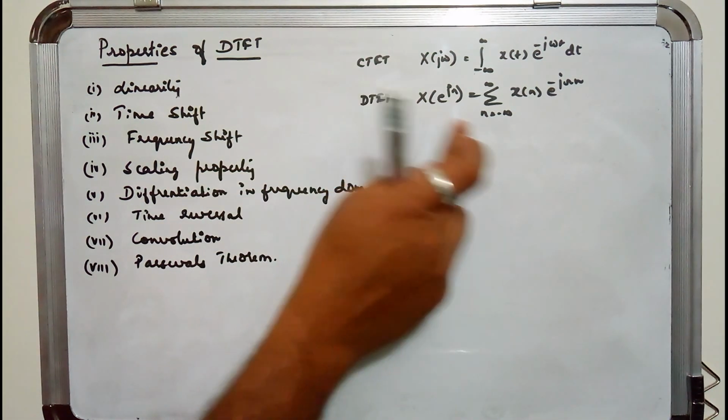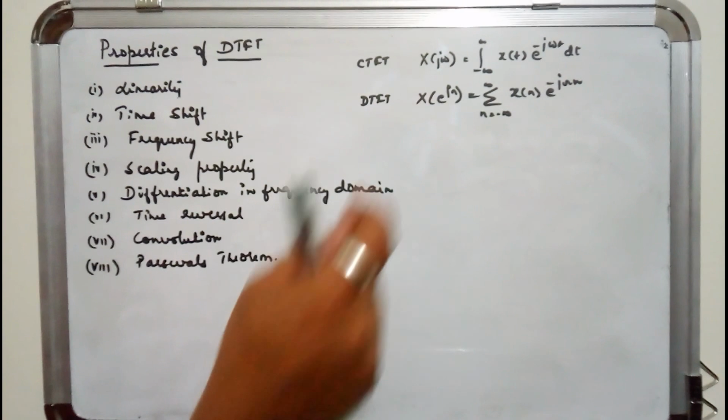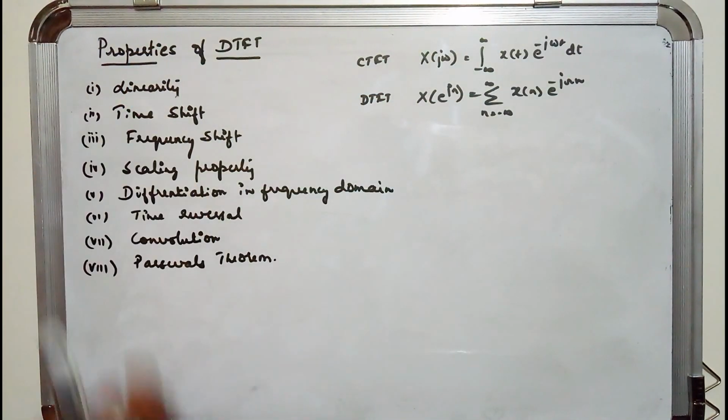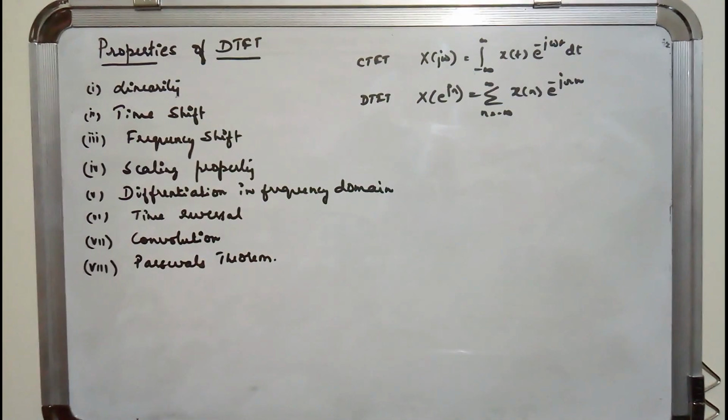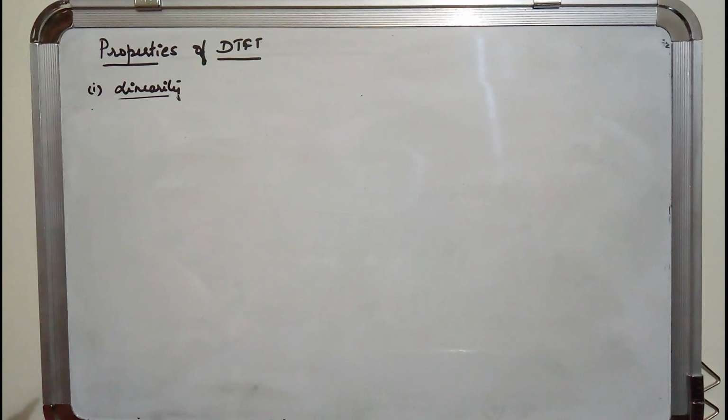So by using this relation we have solved the different properties of CTFT. Now using this relation, that is the analysis equation, we will be solving the properties of DTFT as well. So the first property is the linearity property. We have discussed this in CTFT as well in depth, so I'll be going briefly through proving the properties of DTFT.